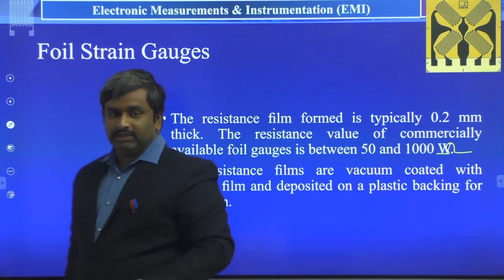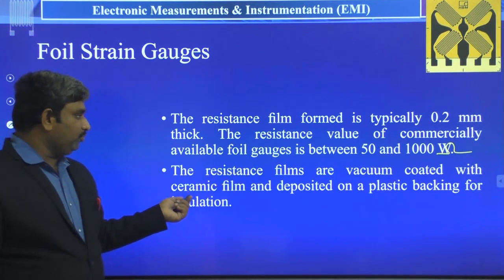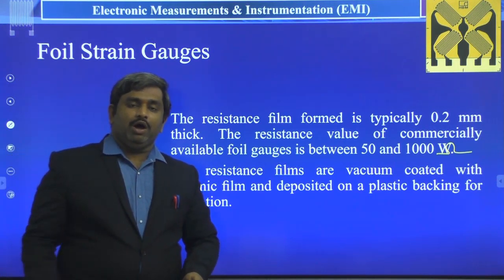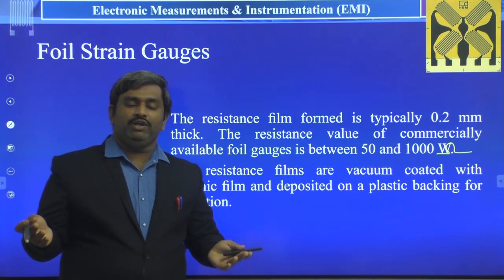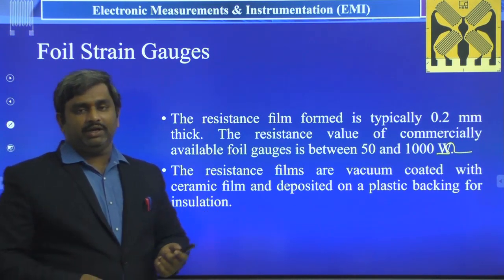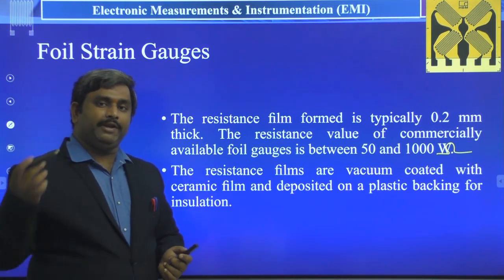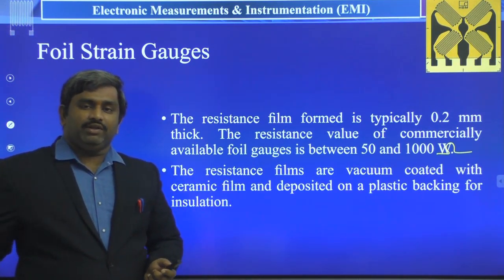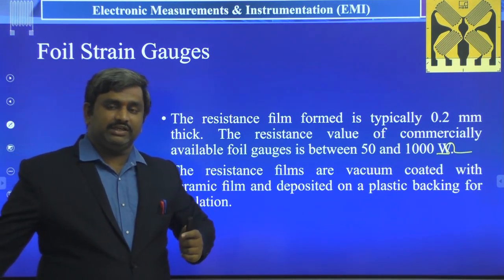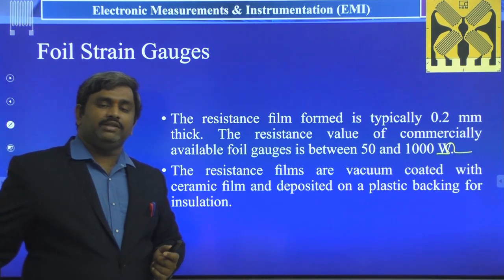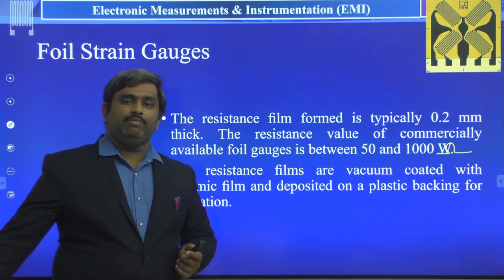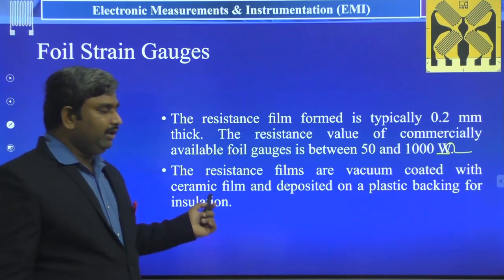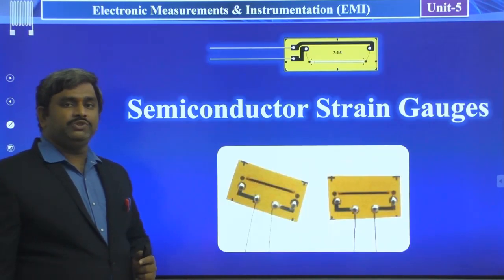The resistive films are vacuum coated with a ceramic film and deposited on a plastic backing for insulation. On both sides of the foil films, we apply some insulation material to avoid environmental or temperature effects on the foil. Because these films have very low thickness, they are affected by the temperature variations in different areas. For that reason they are completely coated with insulating material. So this is about foil type strain gauges.